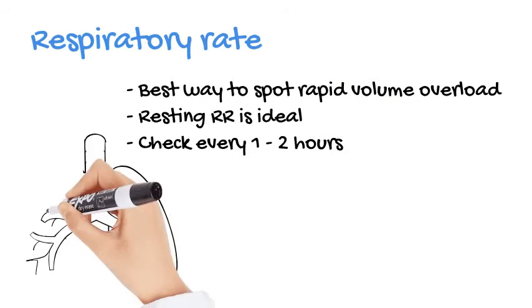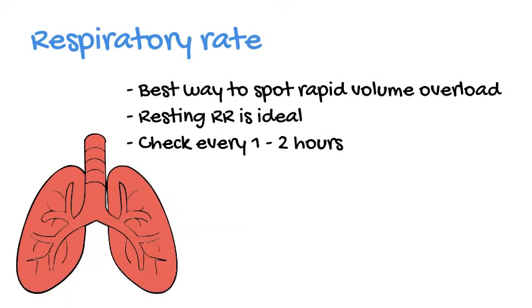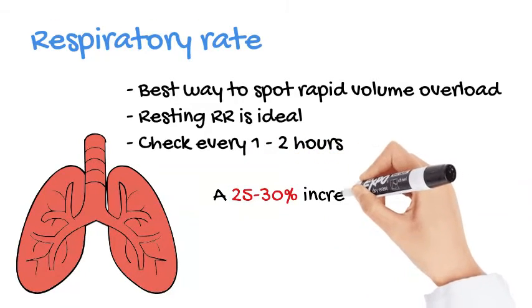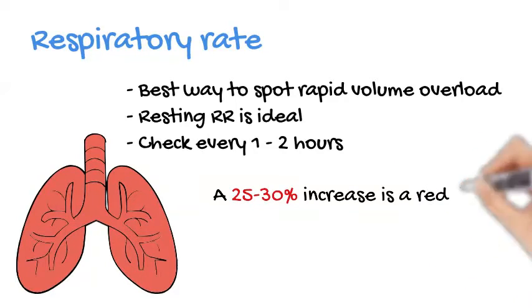As a rule of thumb, a 25 to 30% increase in the resting respiratory rate should be regarded as a red flag. And this is going to occur way before we hear anything abnormal listening to the patient. So it's actually much more useful to count the respiratory rate versus auscultate the chest.